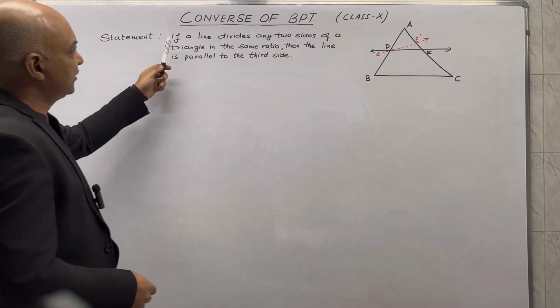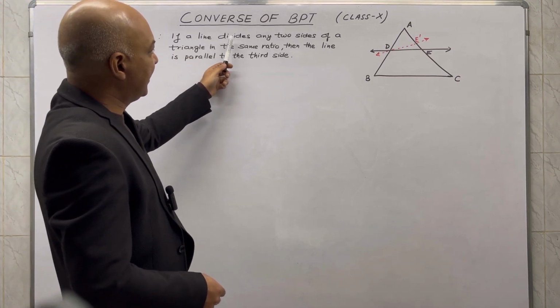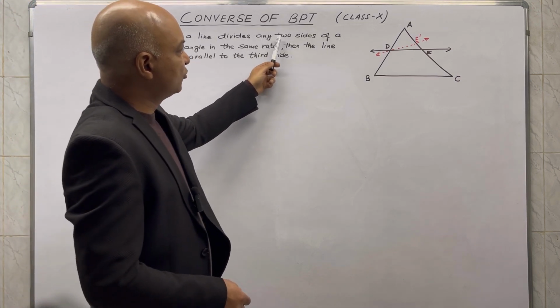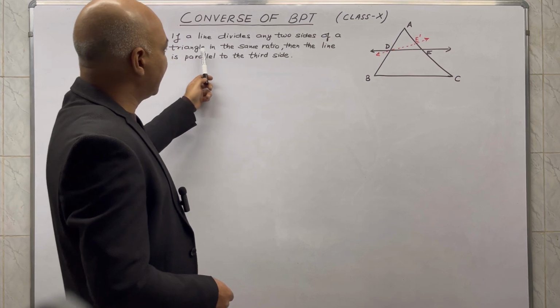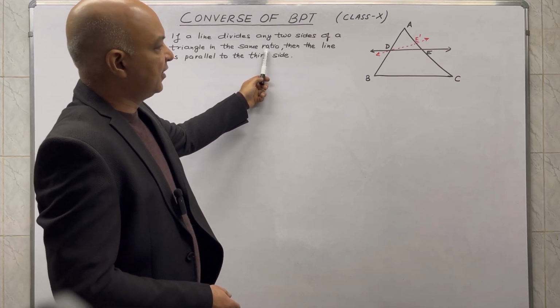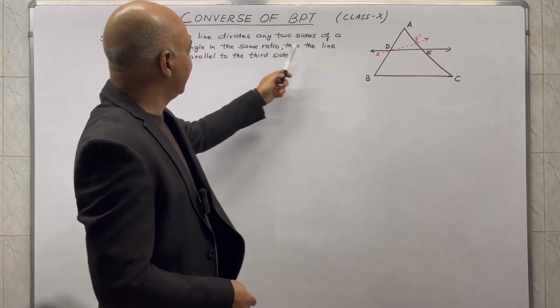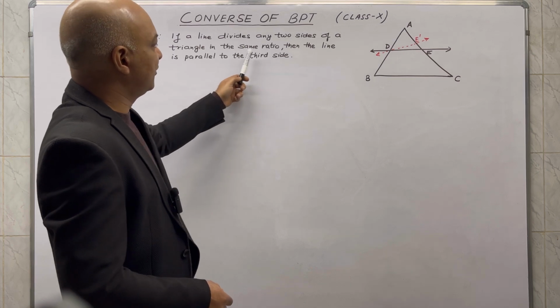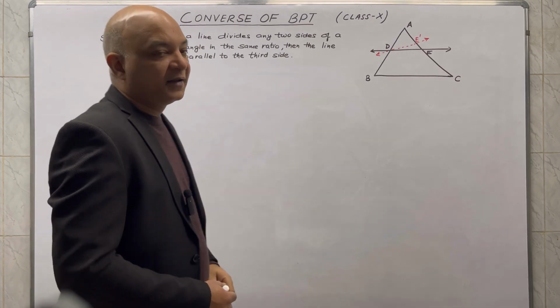Now, the statement of the theorem says that if a line divides any two sides of a triangle in the same ratio, then the line must be parallel to the third side.